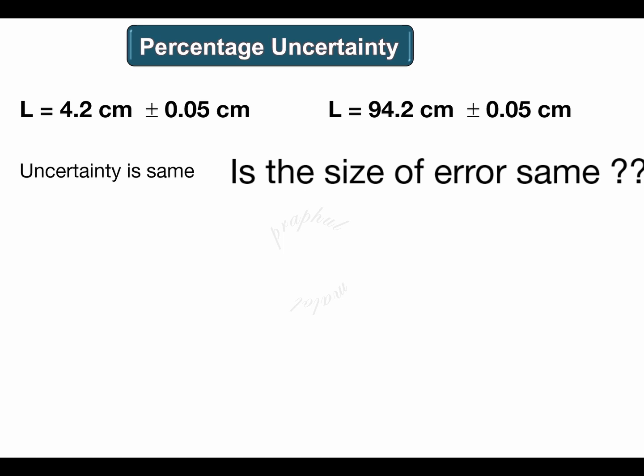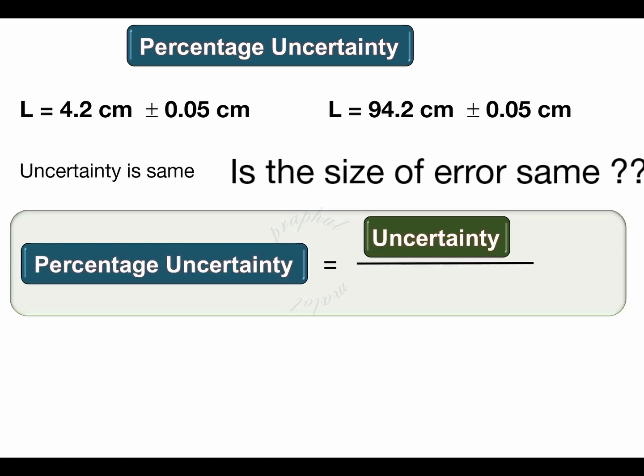Let's consider another numerical example here. In both cases, a meter rule is used. So the uncertainty is the same, but which measurement has a bigger error? Let's see how to calculate the percentage uncertainty. Uncertainty in the measurement divided by the measurement you made, multiplied by 100.